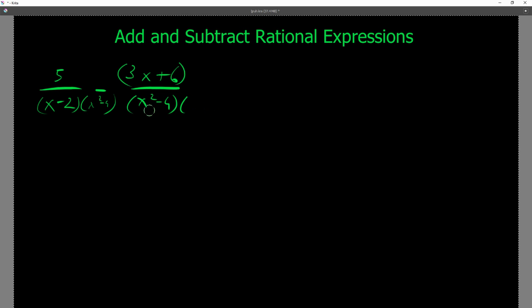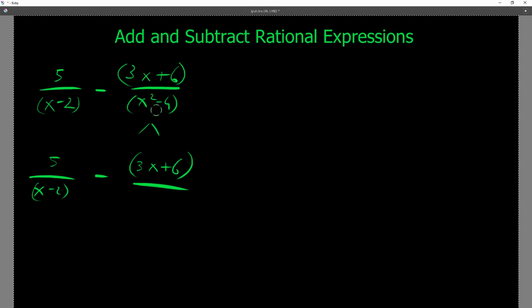But that's too much. I have to break it down and take the lowest ones only. What does this guy have that this guy doesn't? So if I break this one down, all right, I'm just going to rewrite the whole thing. So 5 over x minus 2. I can't factor the bottom here, so I'm going to leave it. But I can factor this side. I don't need to factor the top either. I'm just going to leave it. But the bottom becomes x plus 2, x minus 2.